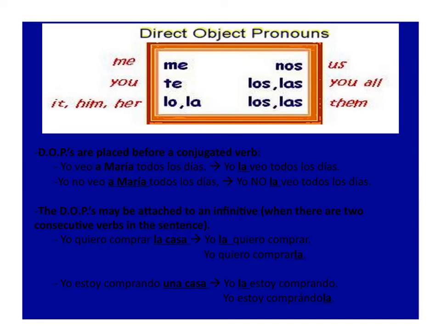Let's look at another example to make sure that we understood. So if we have the sentence, yo estoy comprando una casa. Again, we have two verbs, estoy and comprando. I am buying a house. I am buying what? Again, una casa is your direct object. We're going to use the direct object pronoun la to replace una casa. Again, you could place the la before the conjugated verb, right? The conjugated verb is estoy. Or you can attach it to the end of the second verb, comprándola.